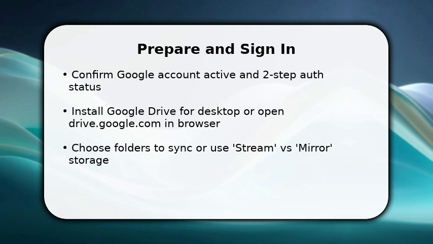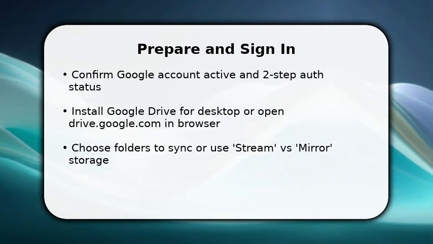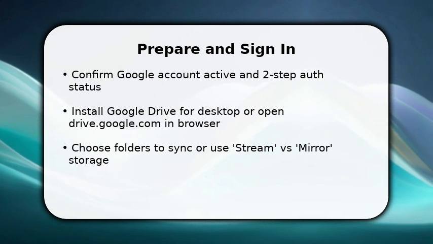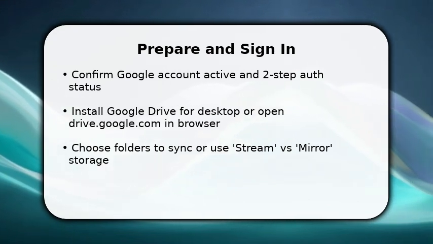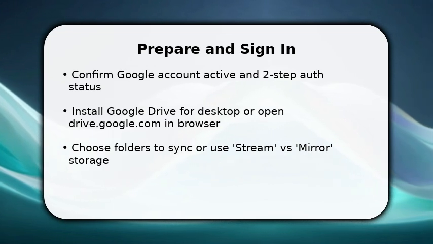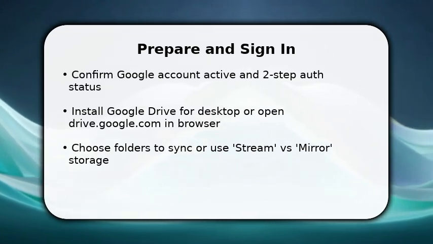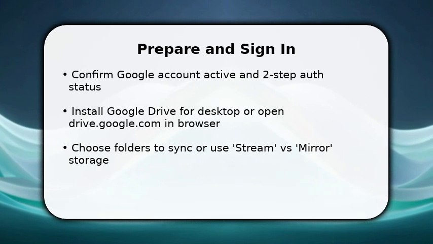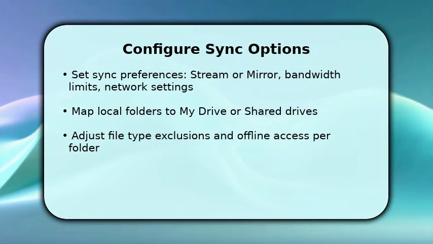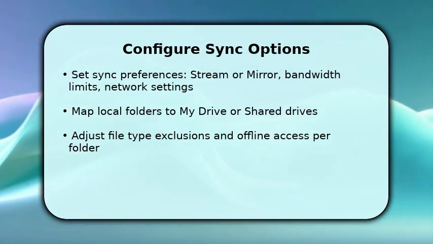Next, pick between Stream versus Mirror. Stream saves local space, Mirror keeps files offline. Make sure to select the folders you want synced now so uploads and downloads begin immediately and you avoid duplicating data. Once done with the basic setup, open Drive for desktop preferences and configure sync behavior.